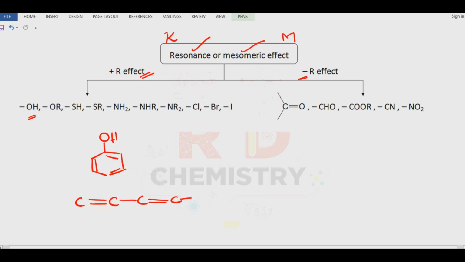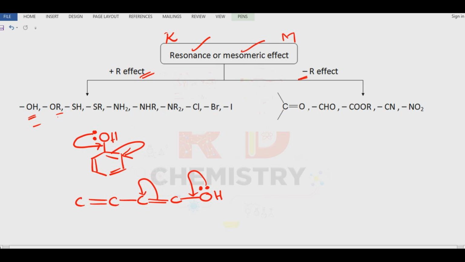Also, we can attach a group which contains a lone pair of electrons. Remember, the lone pair of electrons is in conjugation with the sigma bonds and the pi bonds. So what will happen in this case? Electron pairs can be given to the conjugated system. It is donating an electron pair to the benzene. Here also conjugation is involved. The lone pair becomes the bond, the bond becomes the charge, and the process goes on. If a group donates an electron pair, it is called a plus R effect group.